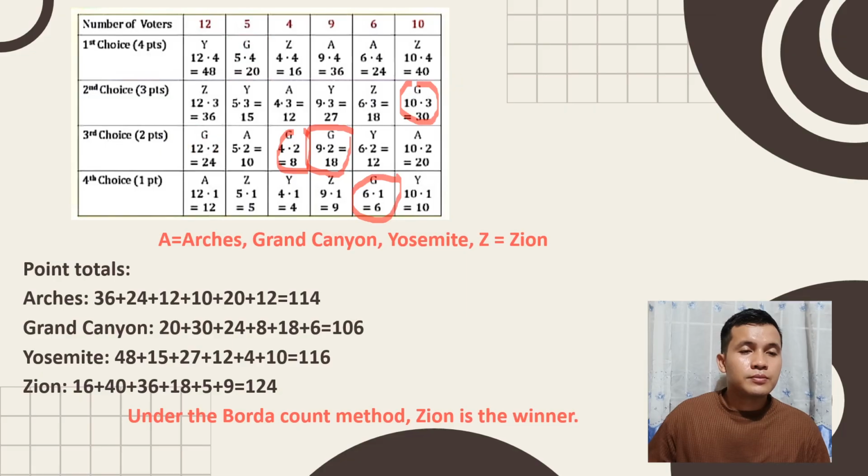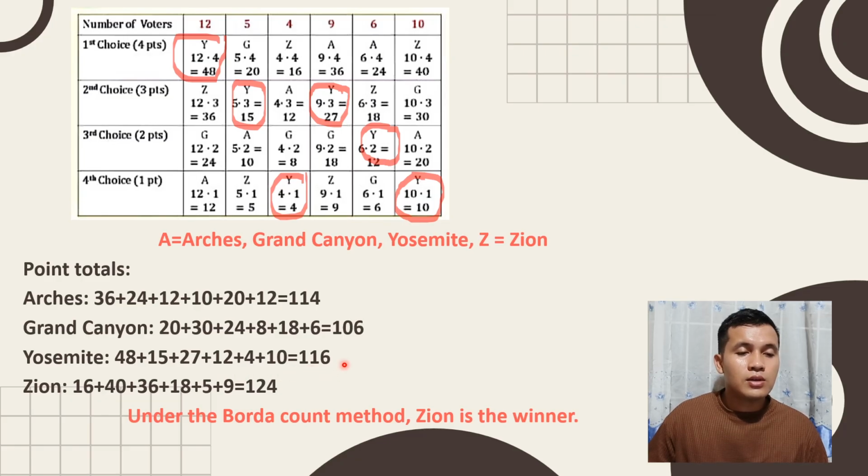And for the next one, we have the Yosemite. In the first row, we have 1, then the second row we have 2, then the third row we have 1, and for the last row we have 2 also. So to get the total points for Yosemite, we have 48 plus 15 plus 27 plus 12 plus 4 plus 10 equals 116. So in total, we have 116 points garnered for the Yosemite.